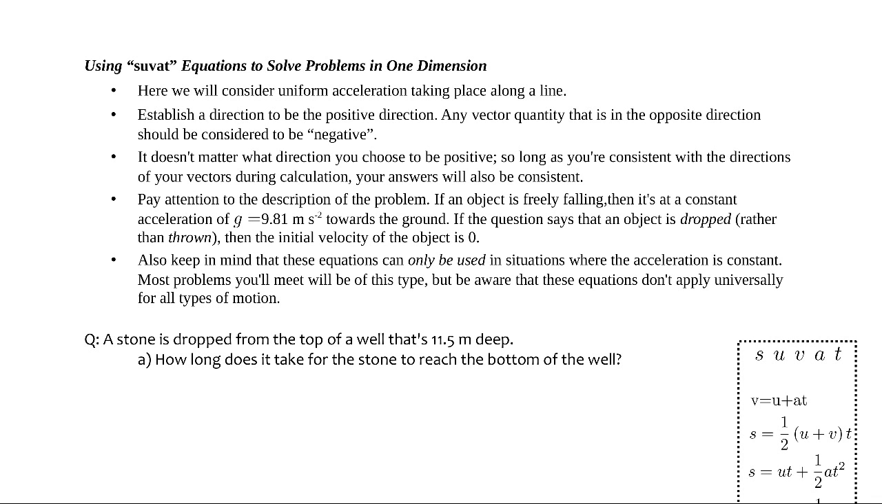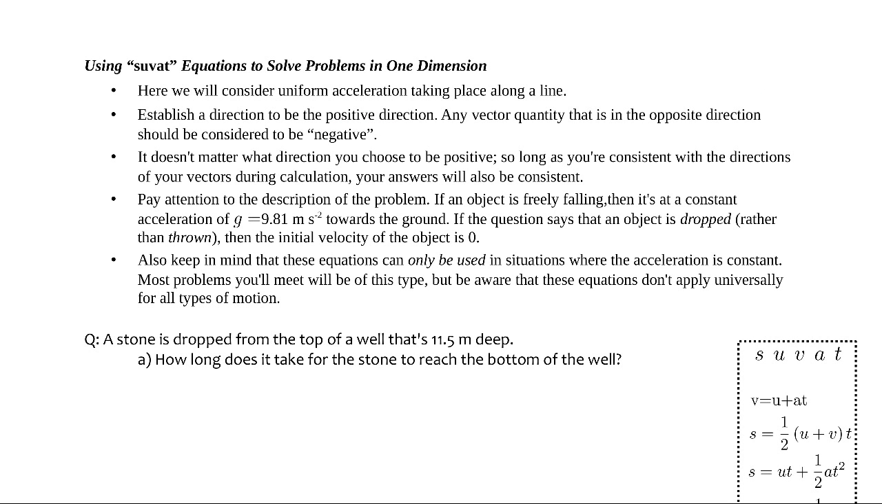To solve these equations, what we usually do is we establish a direction to be the positive direction. So any of the vector quantities, that is initial velocities, final velocities, accelerations, displacements, any of those things that is along the direction that you declare to be positive, you have to write as a positive vector. Any vector quantity that is in the opposite direction, you have to write as a negative vector.